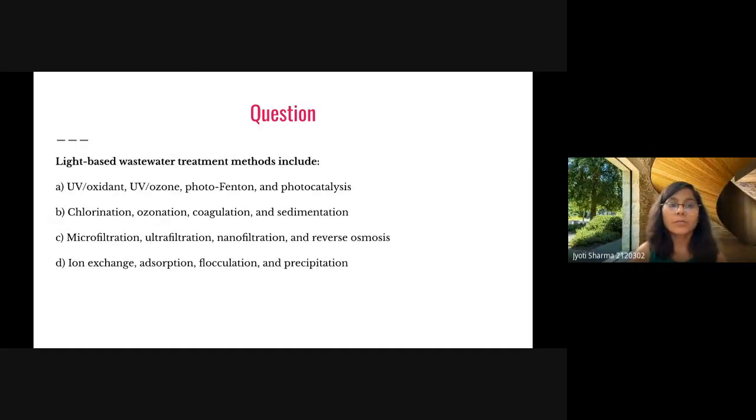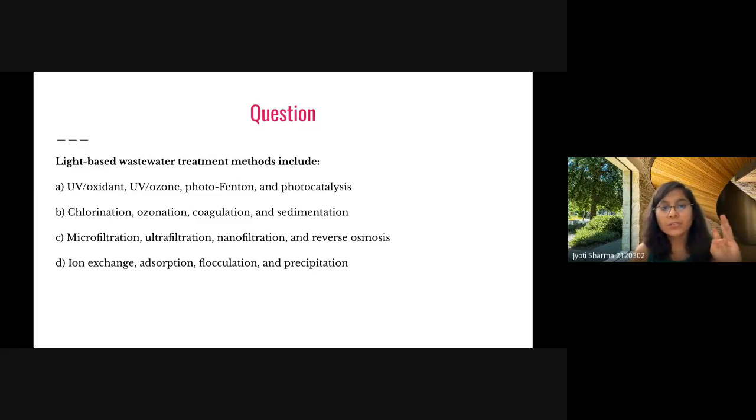Okay, so we also have light-based wastewater treatment methods, and that would include what? You have A, B, C, D options. UV oxidant, UV ozone, photo-Fenton and photocatalyst, and chlorination. Among these options, if it is light-based, then we have to give some light, and that light should have high intensity.